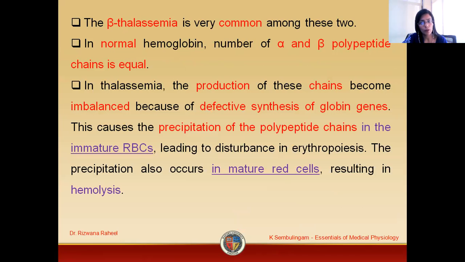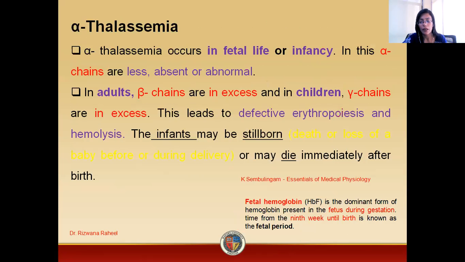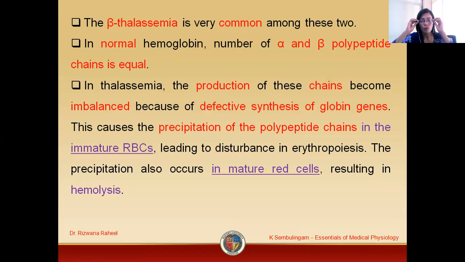In normal hemoglobin, we have normal alpha and beta chains, while in thalassemia, the production of these chains becomes imbalanced because of the defective synthesis of the globin genes. So what happens in the thalassemia? Same, there will be precipitation of the polypeptide chains in the RBCs. There will not be a proper shape of RBCs. We will have immature RBCs that will undergo hemolysis. So this will lead towards the disturbance of the RBC's production.